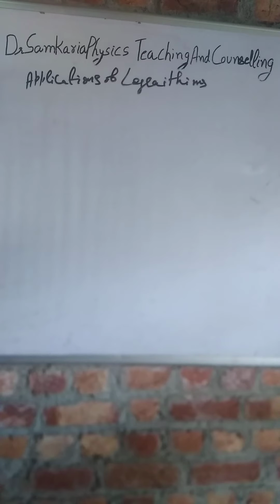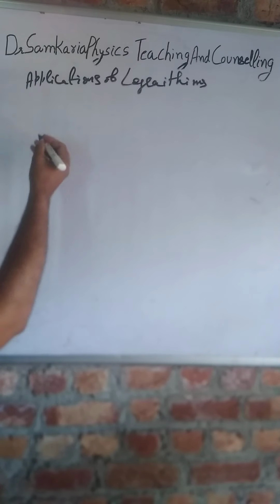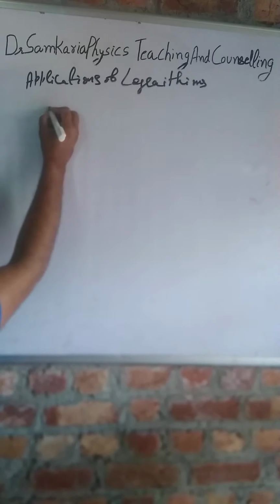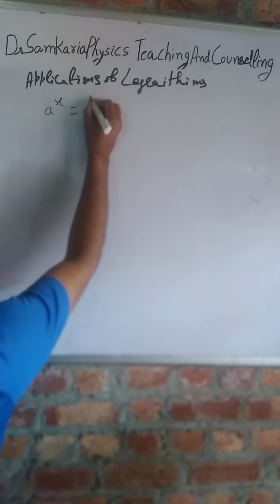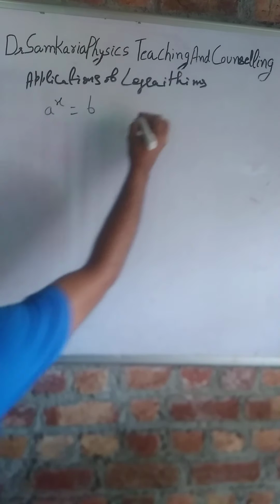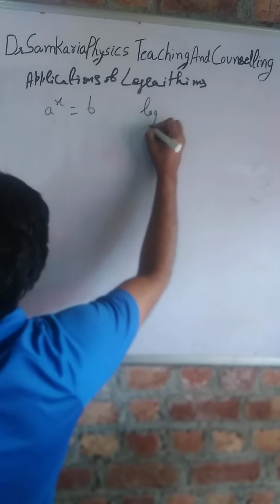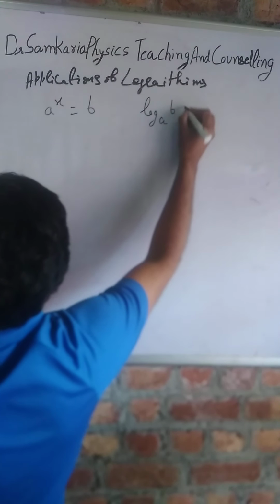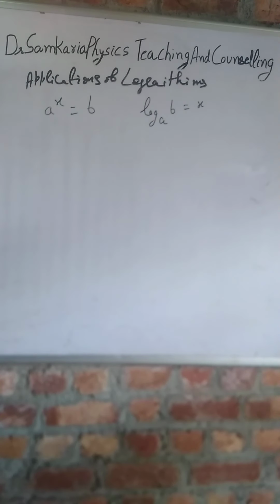Now, you know that if your equation is a to the power x is equal to b, then in terms of logarithm, this equation can be written as log of b to the base a is equal to x. Now students, the base that I will be considering is the common base, that is log base 10, because it is very easy to think in terms of the powers of 10.